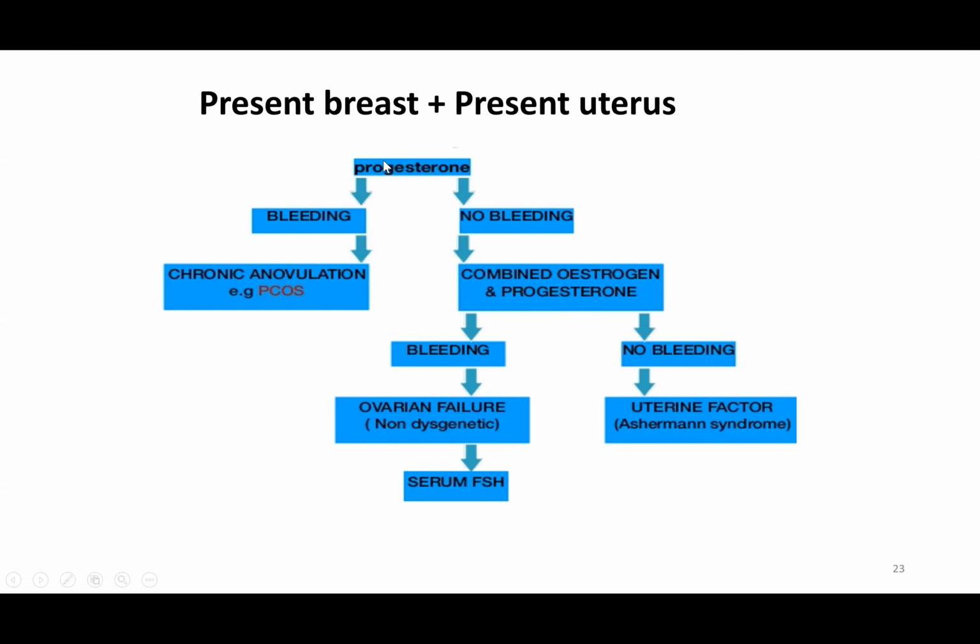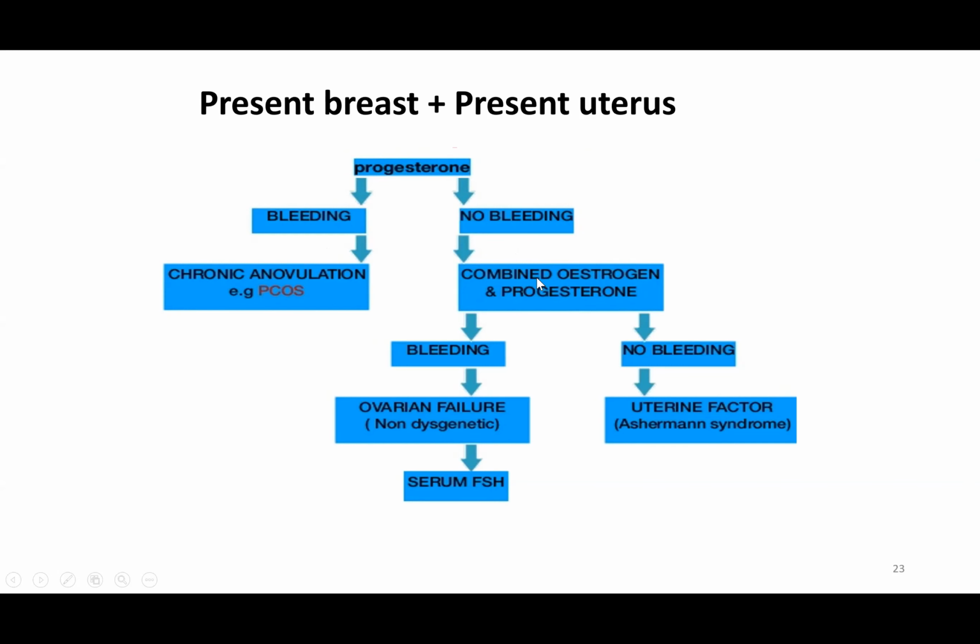Progesterone induces a bleed if there is an endometrium, an endometrial lining. In cases of PCOS, there is a high estrogen level, so the endometrium will be thick. So giving progesterone will induce a menstrual bleed. However, in cases where there is no endometrial lining, giving progesterone won't cause a bleed.